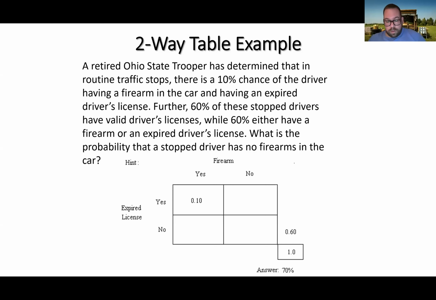The first step of the puzzle, because there are too many numbers out there, 10%, 60% here, there, and it has a natural tendency to confuse you. The easiest option is to first ask yourself, what are my broad categorical variables here? One is a firearm, the other is a driver's license. Within a firearm, there are two subsets: either you have a firearm or you don't. Within the expired license set, there are also two options: either your license is valid, which basically means you don't have an expired license, or you have an expired license.